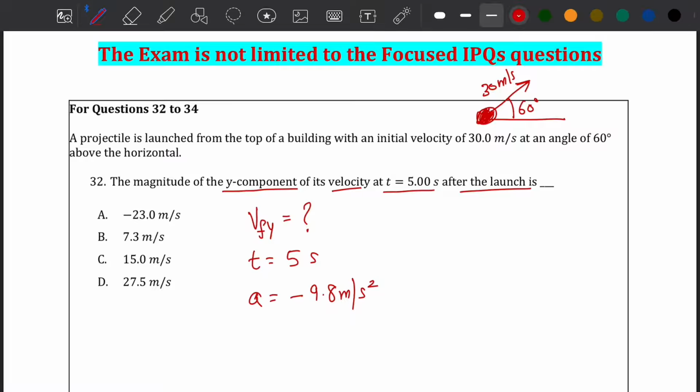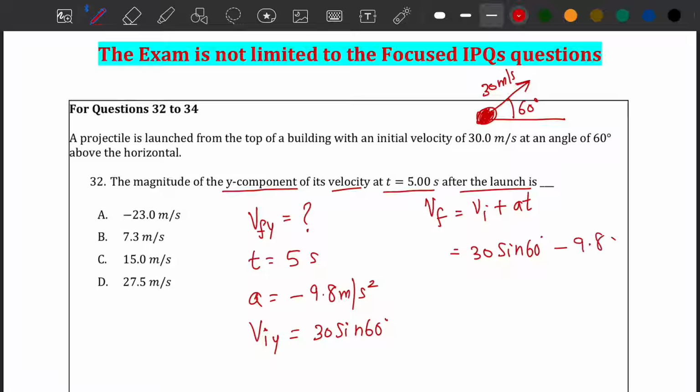So it's asking for the final velocity, the time is given, acceleration we know for the y component. We can also find out the initial y velocity because this information is given to us, which will be 30 sine 60. We know that the y component will take the sine. Now we can use the formula Vf equal Vi plus At. So 30 sine 60 minus 9.8 multiplied by 5. This will give us the answer as negative 23 meter per second.